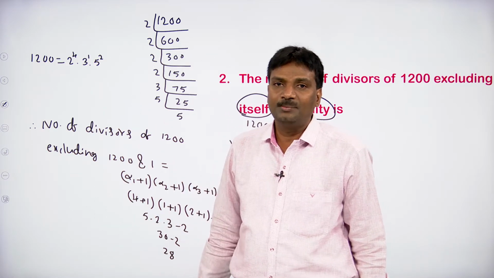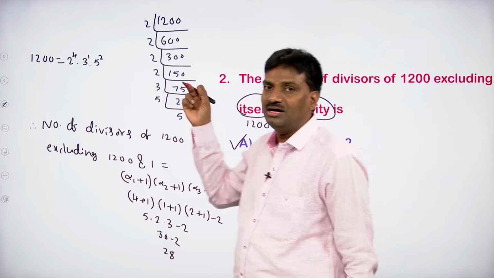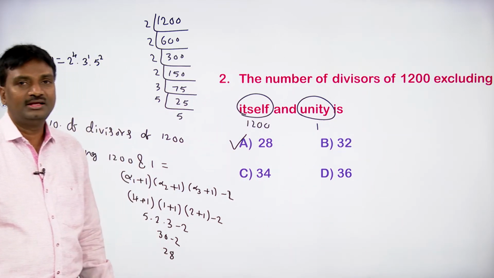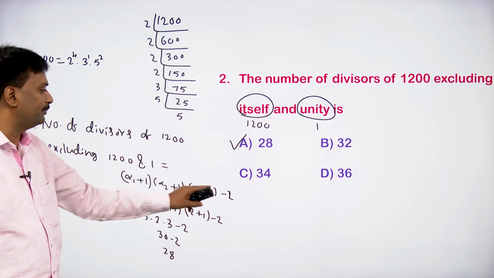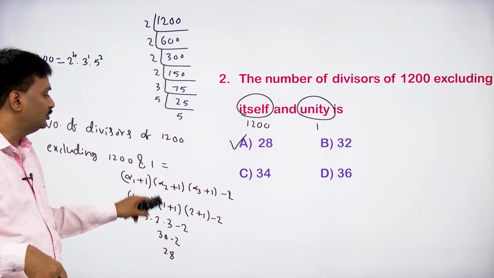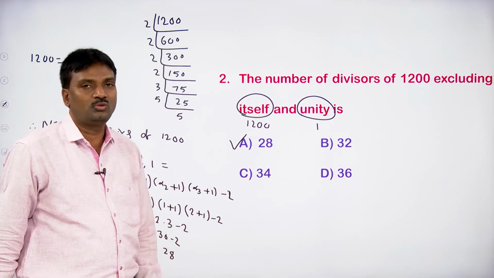Here we have only 3 values. But according to the problem, we have to find the number of divisors of 1200 excluding the number itself and unity. So let us subtract 2, because we don't consider 1200 and 1. By substituting the values and simplifying, we have gotten 28.